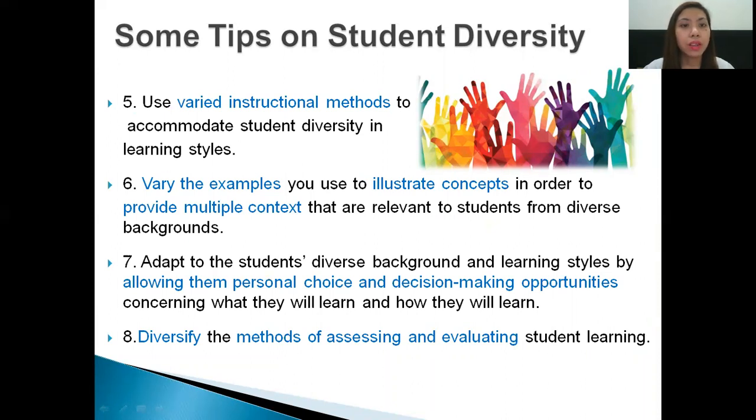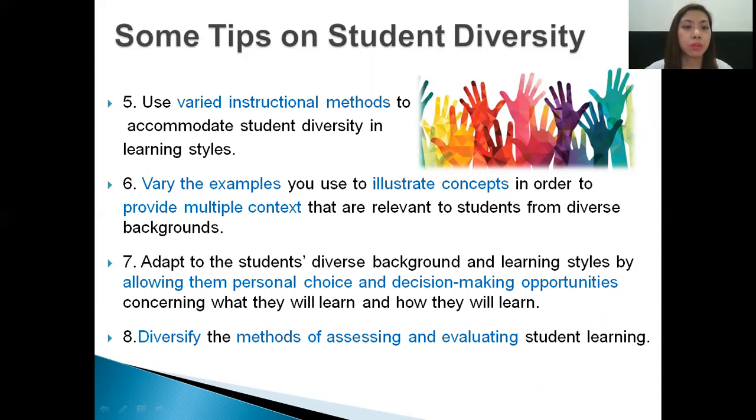Sixth is to vary the examples you use to illustrate concepts in order to provide multiple contexts that are relevant to students from diverse backgrounds. You can have your students complete personal information cards and use this information to select examples or illustrations that are relevant to their personal interest.